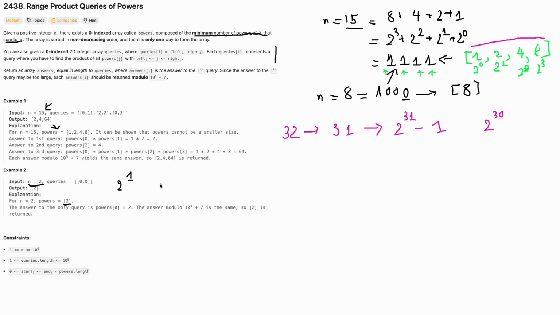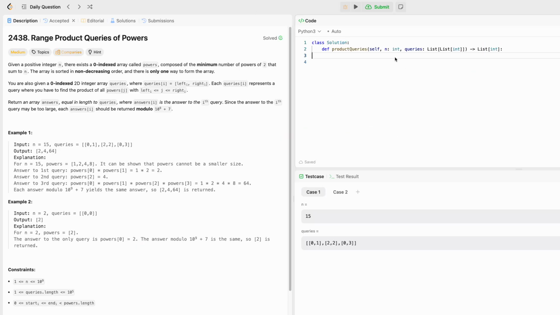Okay, so when we can find the powers, it is ready for us to do the queries, because the length of the queries is like 10 power 5. For each query we will iterate through the elements, and because the powers are only around 30, each query will take at most 30 steps. This is much smaller than 10 power 9, so it means we can solve the problem anyway. Okay, so let's do it together.